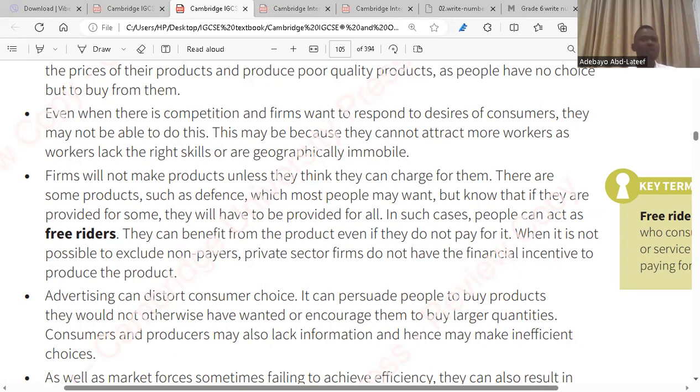If you are supposed to be paying tax and you are not, and your children go to a public school that is funded by government money, by taxpayers' money, you are a free rider. You get what a free rider is? Yes. You are enjoying the benefits you never contributed to.